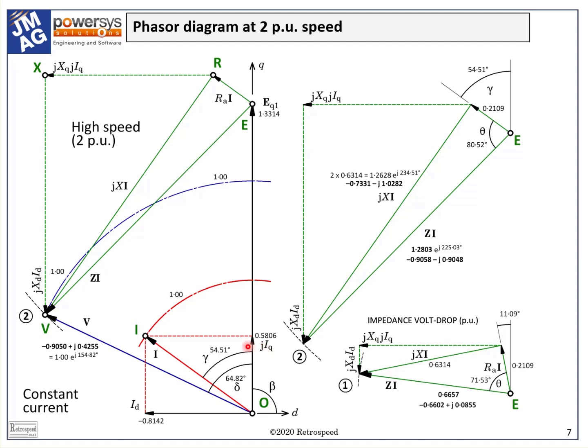If we went any faster while trying to hold the current constant, IQ would fall faster and faster, and the torque would fall, and so would the mechanical power. The power factor angle at this high speed has actually improved. The angle between OV and OI is 10.3 degrees with a cosine of 0.9839, and that is the fundamental power factor, still lagging.